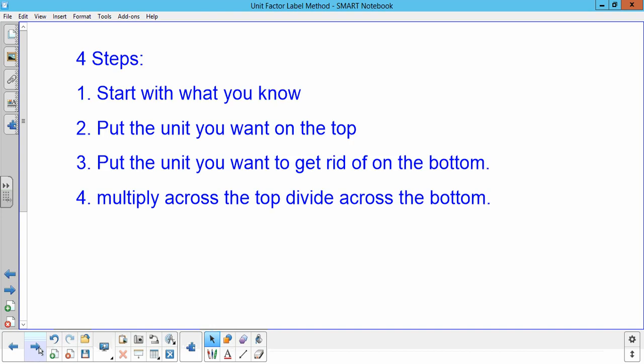These 4 steps you're going to hear me repeat over and over again throughout our chemistry program because they are the 4 steps to the unit factor label method. Start with what you know. What was the given starting point that the question gave you? We put the unit that we want on the top of the line, the units we're getting rid of on the bottom of the line, and then what we do with the numbers is multiply across the top, divide across the bottom. Now these 4 steps, as I just read them, seem a little abstract, so what I'm going to do is work our way through a series of examples for you.